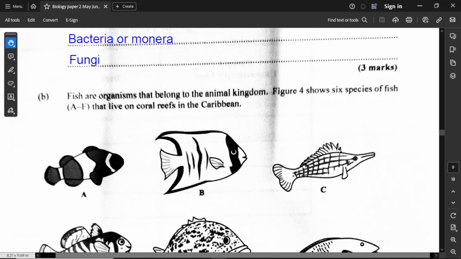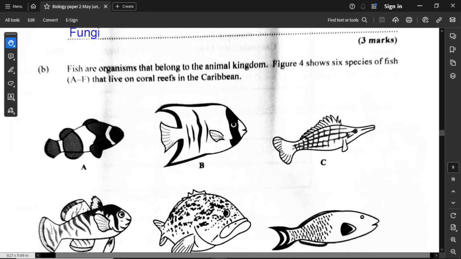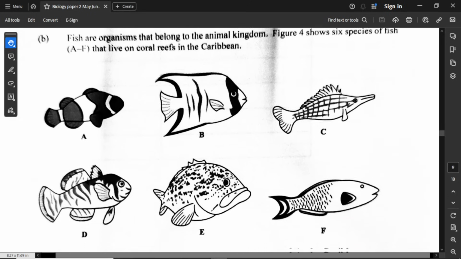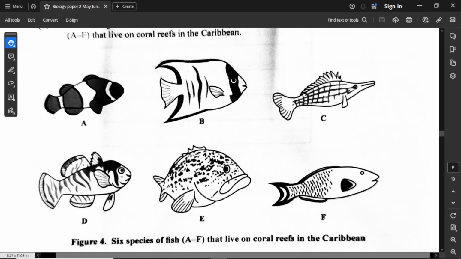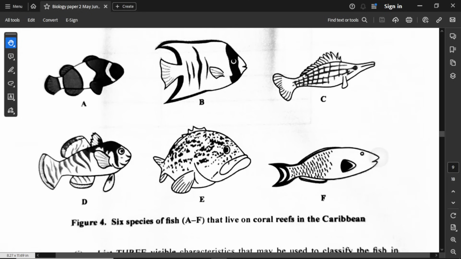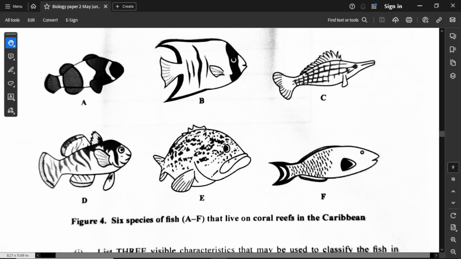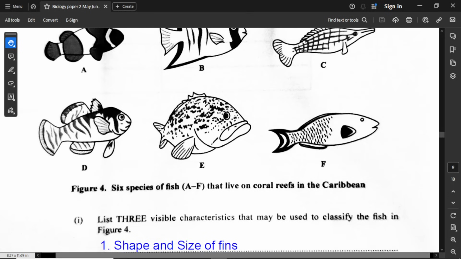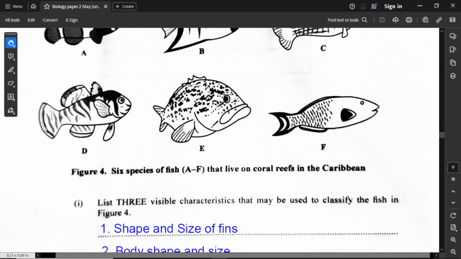Figure 4 shows 6 species of fish, A to F, that live on a coral reef in the Caribbean. All right, and so here you have the 6 of them. And here we have the 6 species. Notice they're very different, of course. And these are Caribbean fishes.